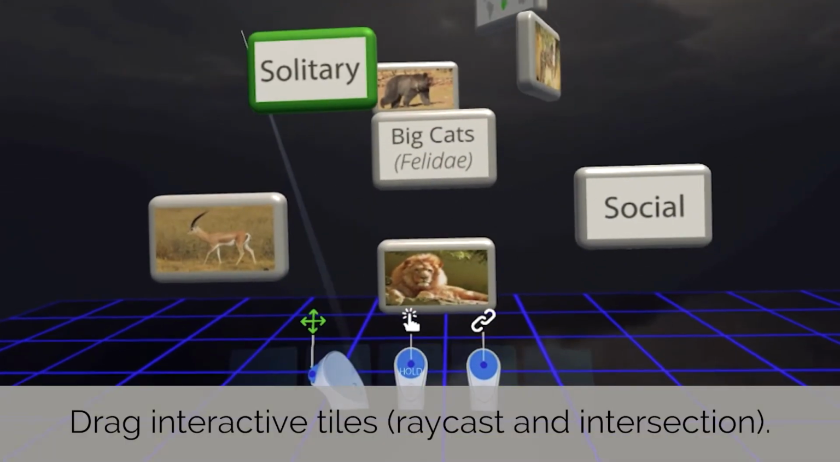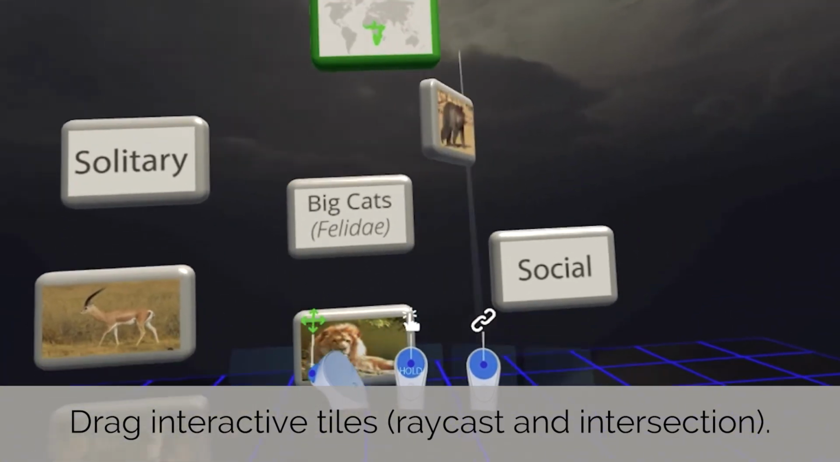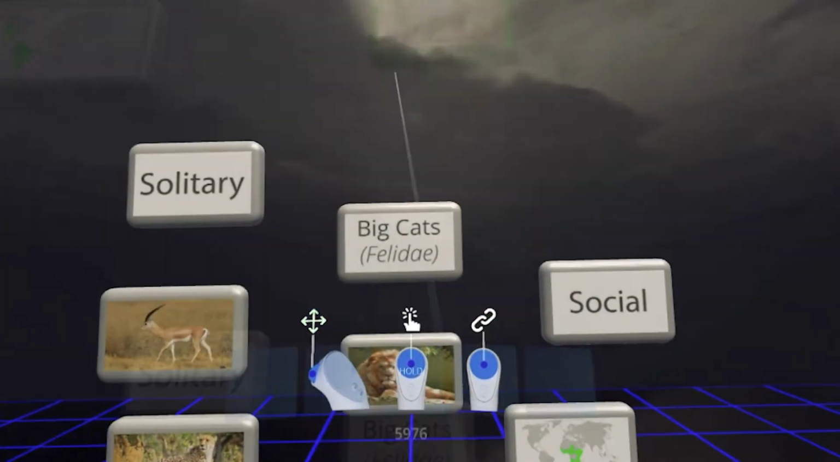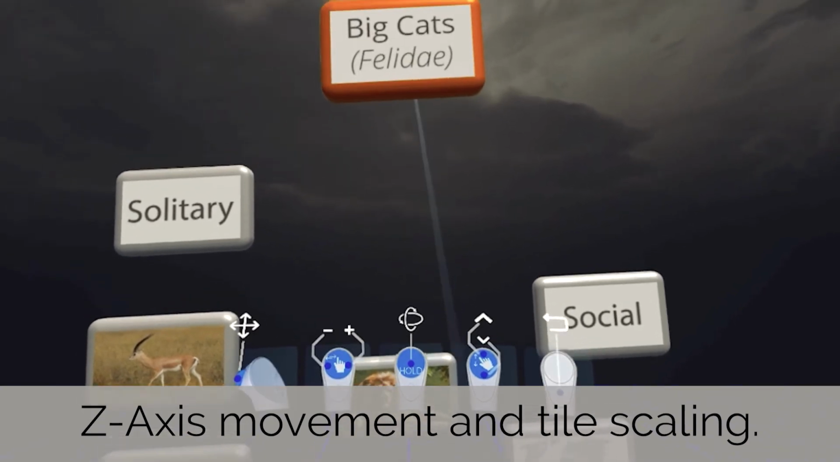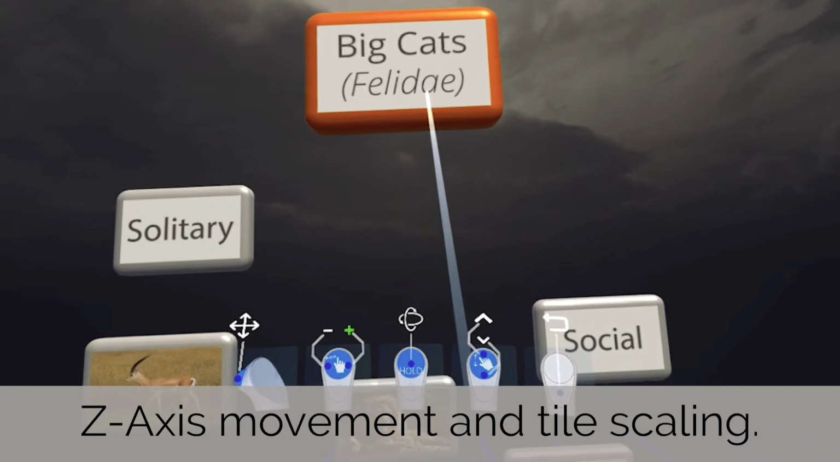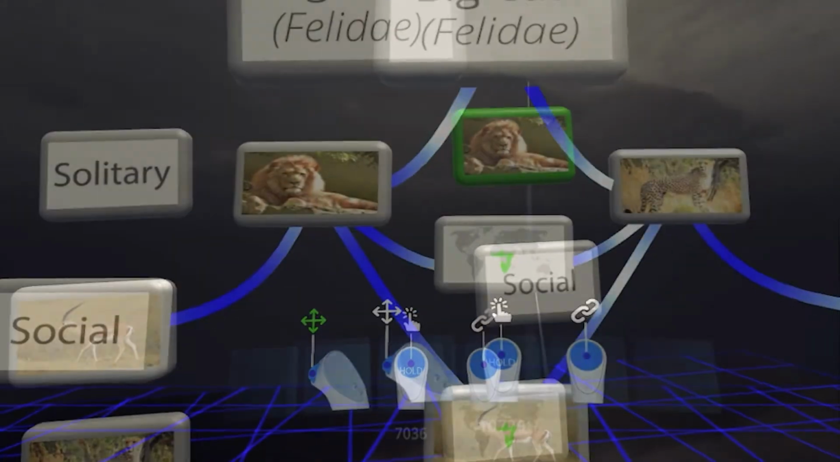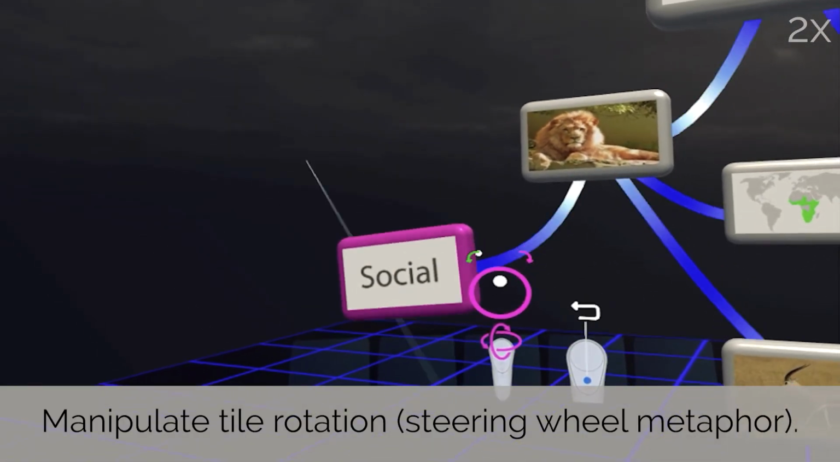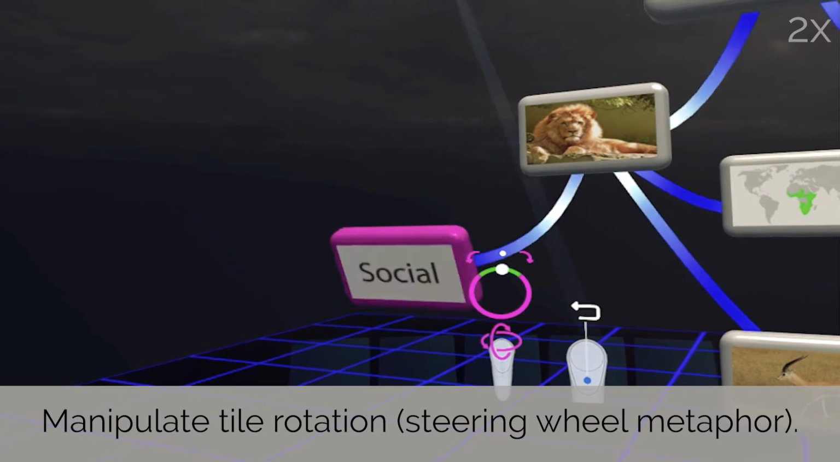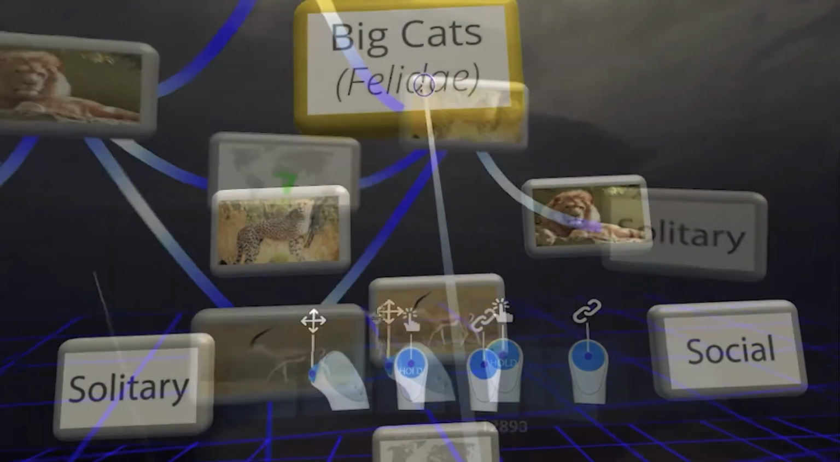Raycasting was implemented for object highlighting and selection. Planar translation of objects was via a drag metaphor. Depth movement was via the user sliding their thumb up or down on the touchpad. Tiles were changed in size by the user sliding their thumb left or right on the touchpad. Rotation of tiles was via a hysteresis-based approach, using the angular rotation of the controller. This is analogous to the steering wheel of a car.